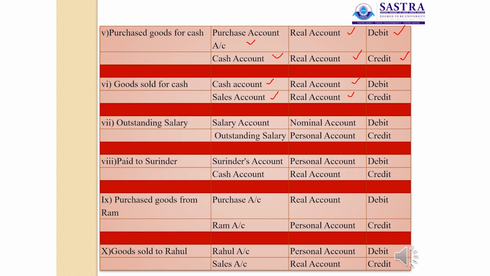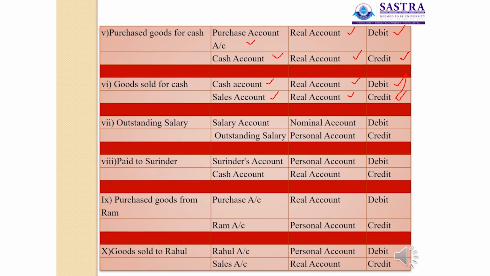Debit what comes in. So cash comes into the business, goods go out. So the cash account will be debited and the sales account will be credited. Then outstanding salary. Outstanding salary means the amount of salary which was incurred during the period, but is not yet paid. That is called outstanding salary.